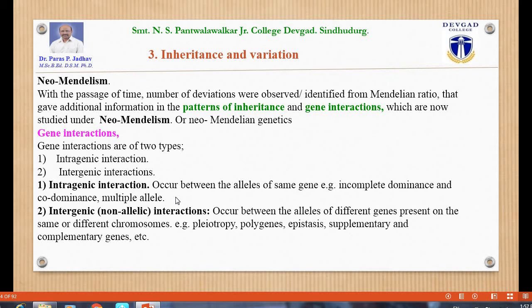Intragenic interaction means occurring between the alleles of the same gene, for example incomplete dominance, codominance, multiple alleles. Next is intergenic interaction, occurring between the alleles of different genes present on the same or different chromosomes, for example pleiotropy, polygeny, epistasis, supplementary and complementary genes, etc.